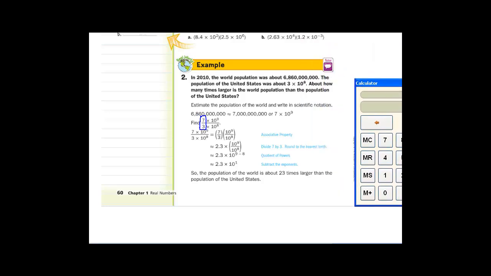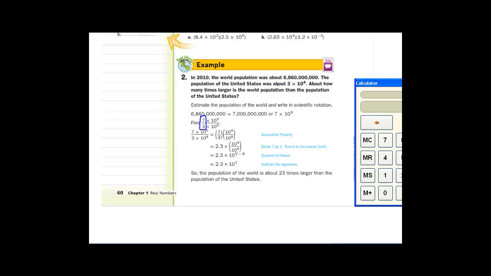I've got 6.86, what would that be? Million, billion, 6,860,000,000. That's the world population in 2010. The population in the United States was about 3 times 10 to the 8th. About how many times larger is the world population than the population of the United States?